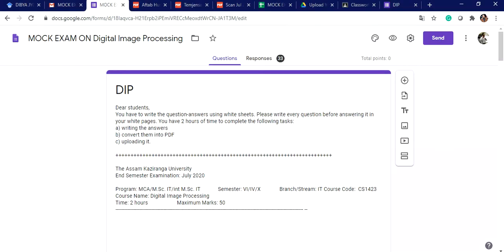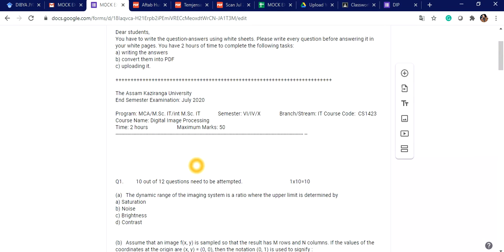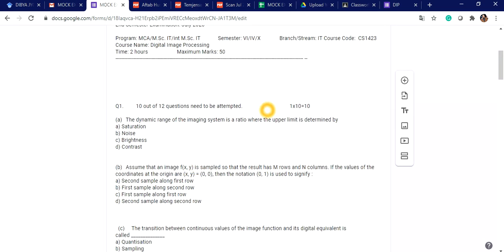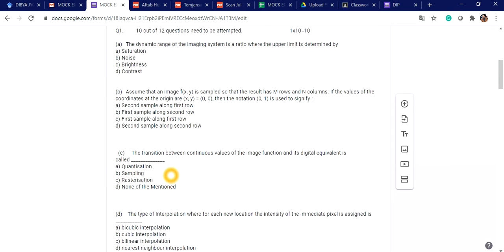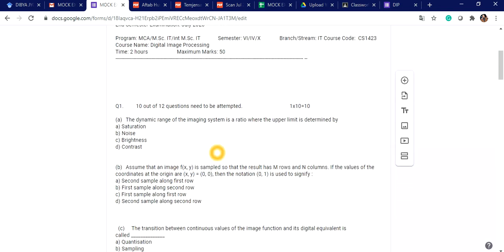Now the questions are like that. 10 out of 12 questions you need to attempt. The first one: the dynamic range of the imaging system is a ratio where the upper limit is determined. Option A is the correct answer. This question, out of these 12, you need to answer 10, and I have already explained this in just the previous video. Go through it.